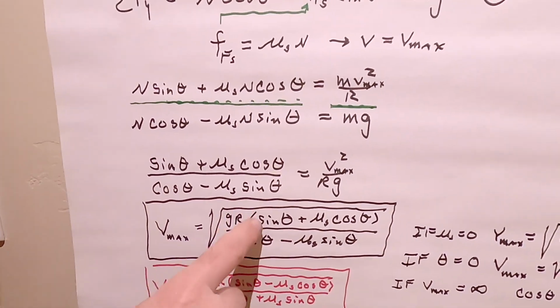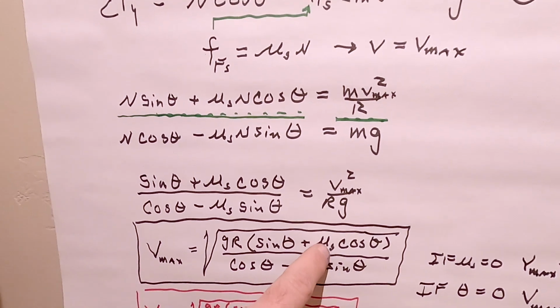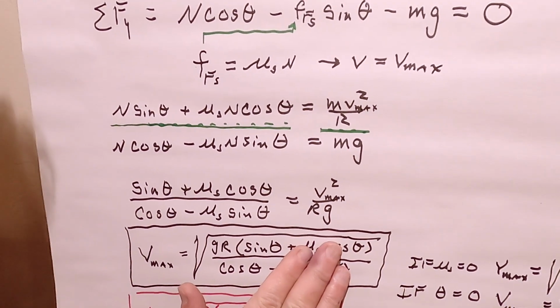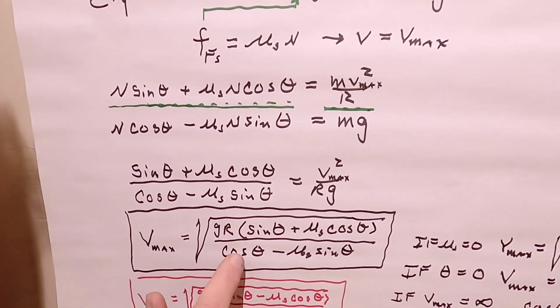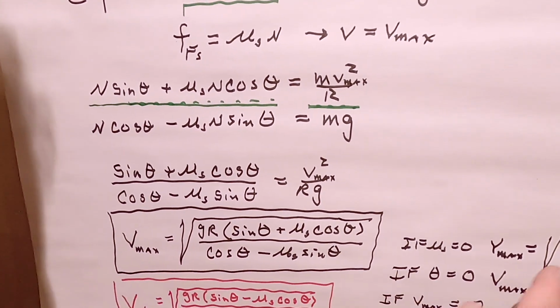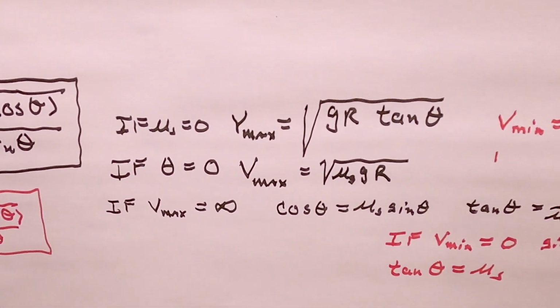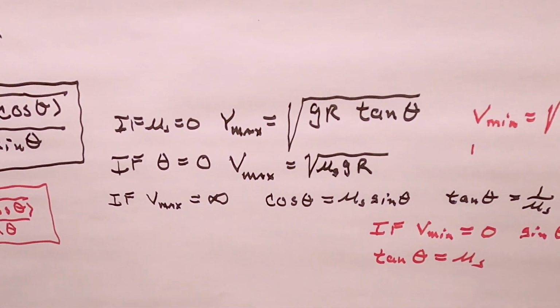Now, if you have bald tires, that is, if mu_s is 0, then we can just get rid of these two terms, and we just get gR sine over cosine, which is just gR tangent theta. So that's the maximum speed you can have if you have bald tires right here.